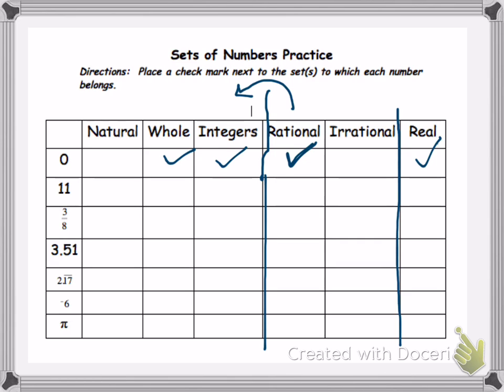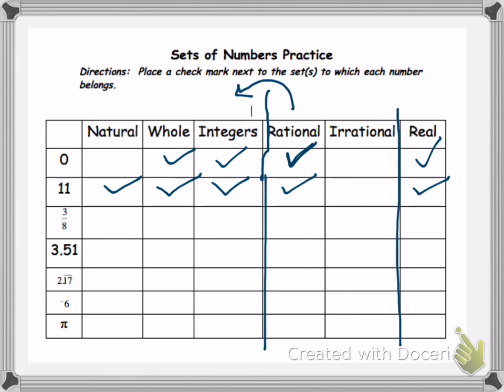Now the number 11 is a real number. I can write 11 as a fraction, 11 over 1 or 22 over 2, etc. So it's rational. Once it's rational, I can look at the rest. 11 does not contain any fractional or decimal parts, so it is an integer. It's not negative, so it's also a whole number. And it's not 0, so it's also a natural number.